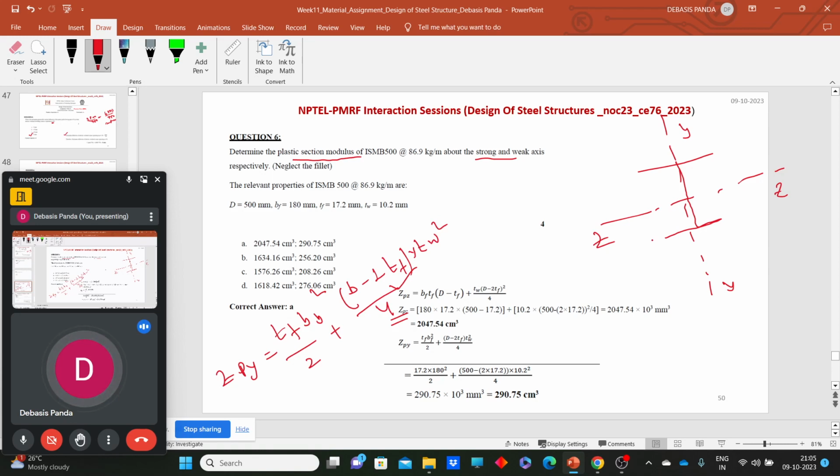Or else, for calculating about the ZZ axis, we need to calculate the area of this portion and CG distance multiplied by 2, plus area of this portion into CG distance multiplied by 2. That's all for ZZ. And for YY axis, 4 flange portions, 1 2 3 4, will be there, and half of the web portion we need to consider for this portion. So using these two equations, you can easily calculate the required plastic modulus about ZZ and about YY axis. That means about the stronger axis and about the weaker axis.